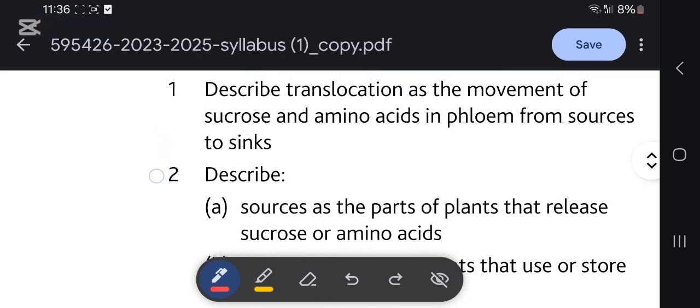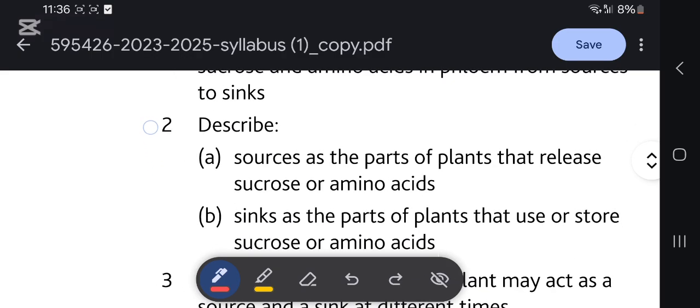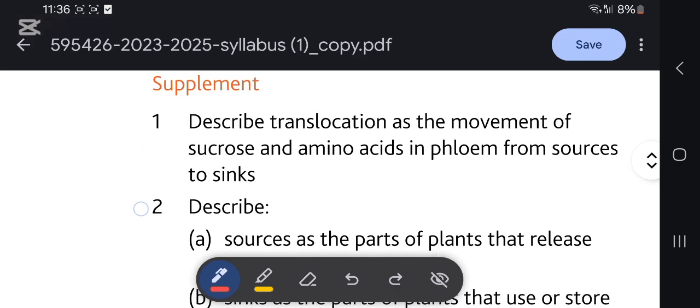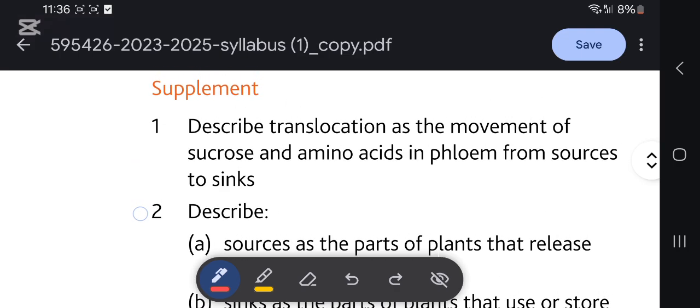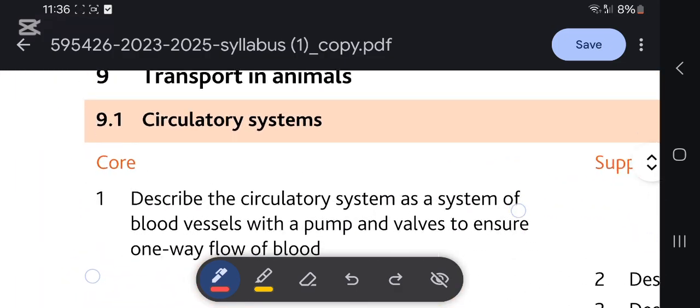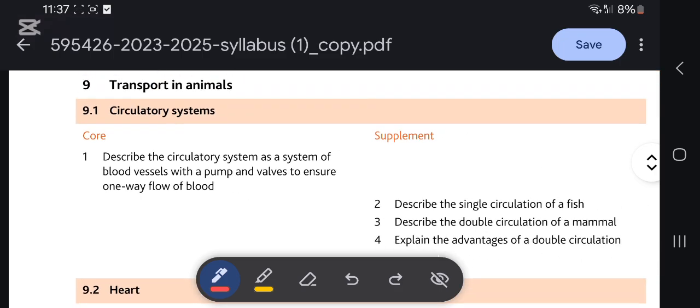Sources are parts of the plant that release sucrose and amino acids, and sinks are parts of the plant that store sucrose or amino acids. Translocation is the movement of sucrose and amino acids from the source to the sink in the phloem. So that was pretty quick compared to human nutrition. Transport in animals: the circulatory system is a system of blood vessels with a pump and valves to ensure one-way flow of blood.